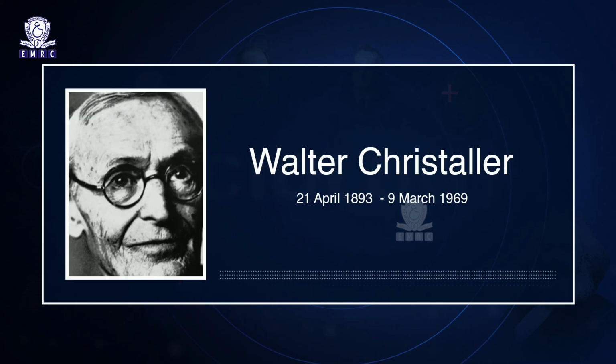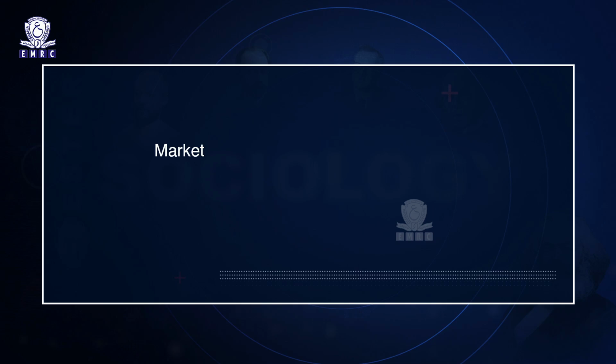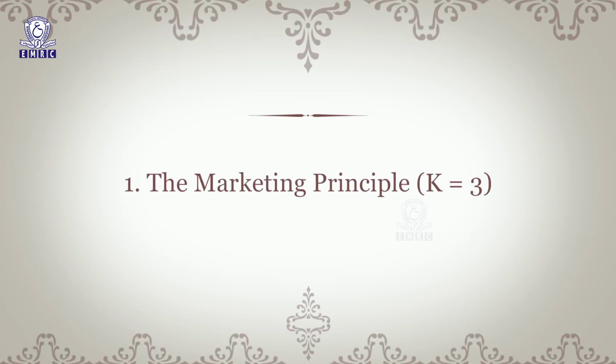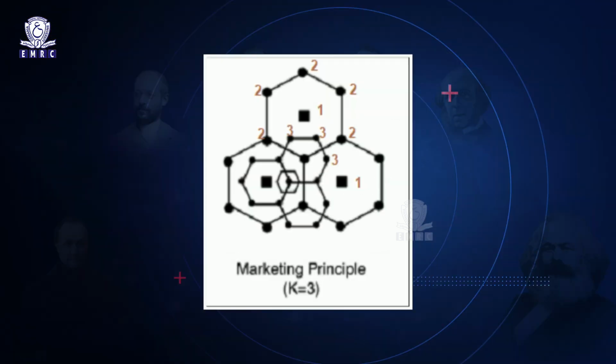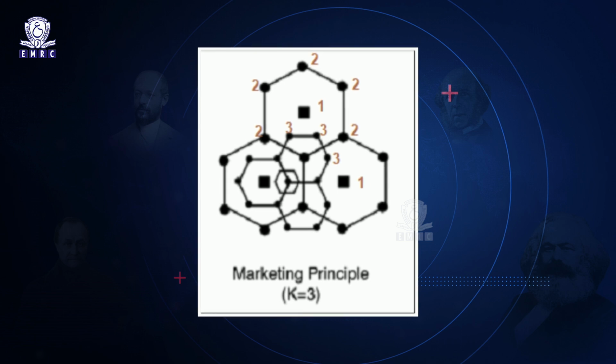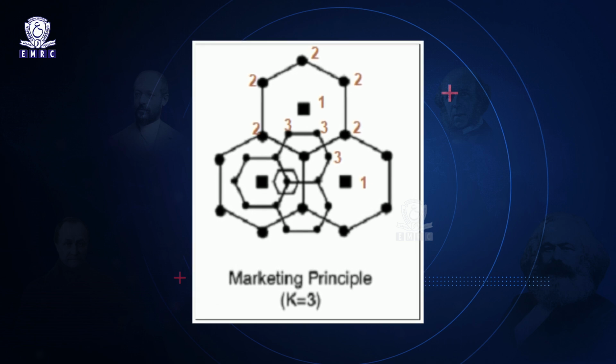Now, we will try to understand the principles in the arrangement of central place theory. Christaller attempts to explain retail business and services better. According to him, there are 3 K values, that is, for market, transport and administration. First, we will understand the marketing principle, that is K is equal to 3.